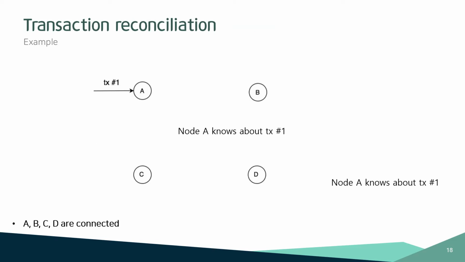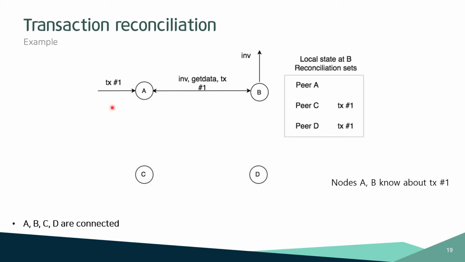First, I will explain reconciliation. Here is an example of what reconciliation is and how it happens. First, A, B, C and D are connected to each other, and we start with A knowing transaction number 1. And first, A floods transaction number 1 to node B.